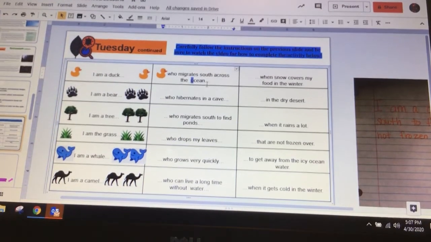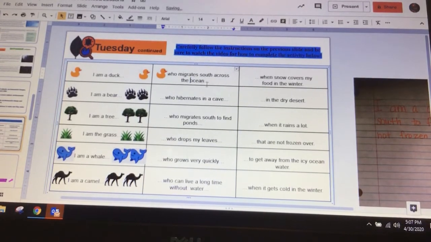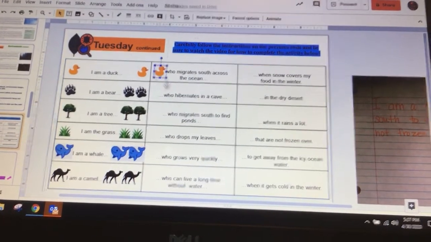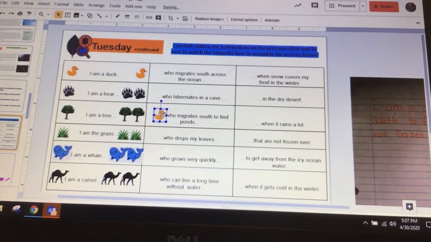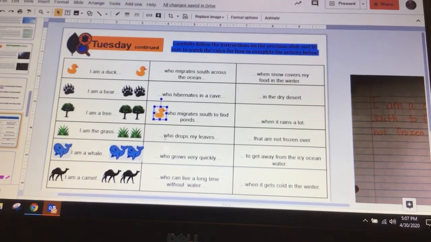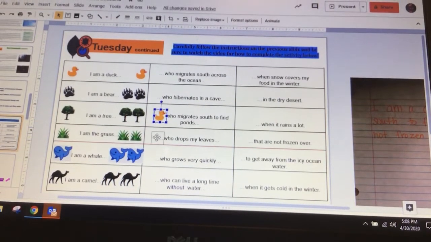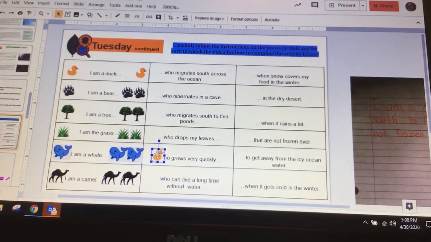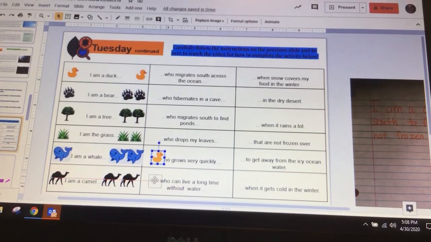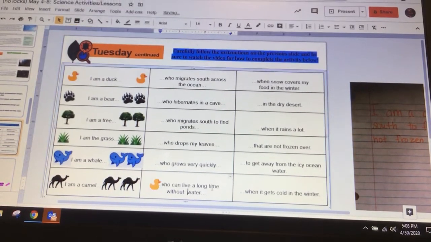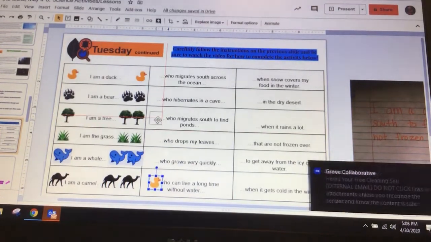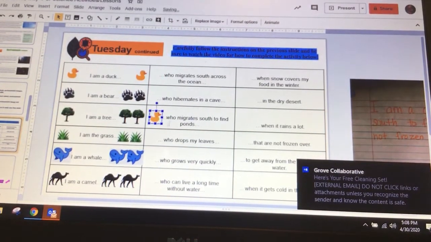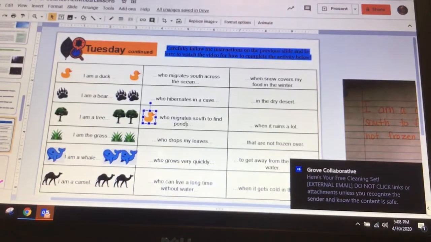Okay, so here's the thing. Ducks do migrate, but not across an ocean. I'm a duck who migrates south to find a pond. That sounds like a duck would do that. I'm a duck who drops my leaves. No. I'm a duck who grows very quickly. I'm not too sure. I'm a duck who can live a long time without water. Nope, that is definitely not a duck. So I think it sounds like this one. I'm a duck who migrates south to find ponds.